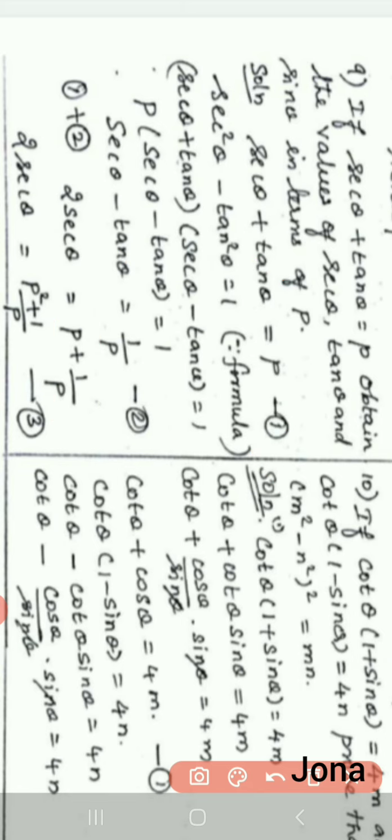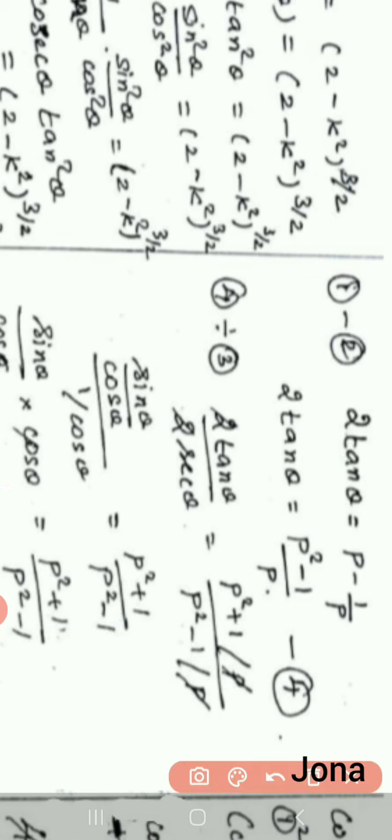Okay, and then again I want to find the value of tan theta. So if I subtract the equations, I can get 2 tan theta on the left hand side, and the right hand side I have p minus 1 by p. So 2 tan theta equal to p square minus 1 by p. Okay, this is the fourth equation.